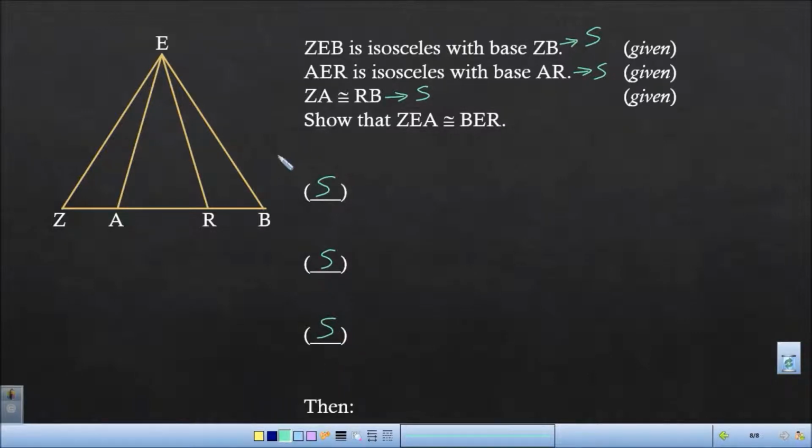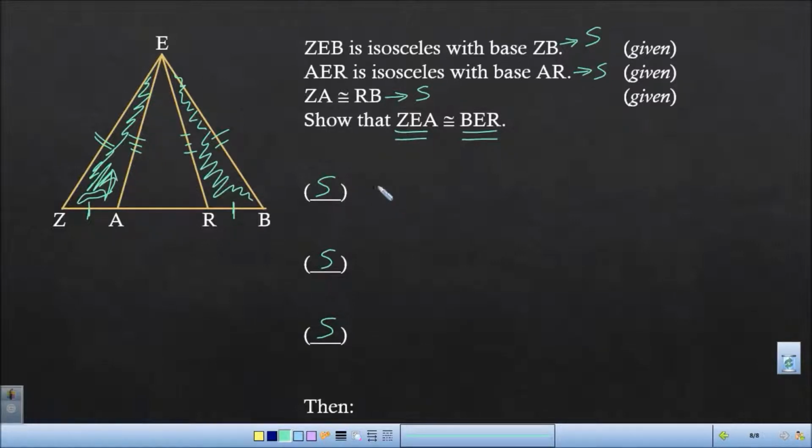Let's go in and mark off what we're congruent. So ZA is congruent to RB. That was our given. ZEB, which is the large isosceles triangle, is isosceles with base ZB, which means that ZE is congruent to EB. And AIR is isosceles. AIR is this triangle right here. Okay, so that this side is congruent to this side. We want to prove that triangle ZEA is congruent to triangle BER. There is a harder version of this picture, but ZEA is this triangle right here, and BER is this triangle right here.